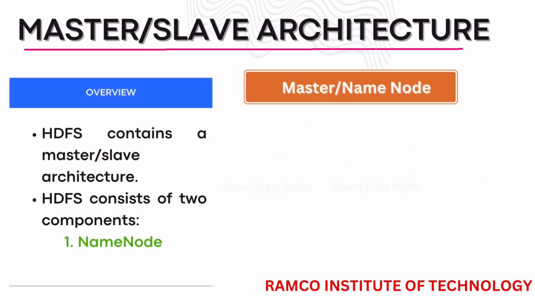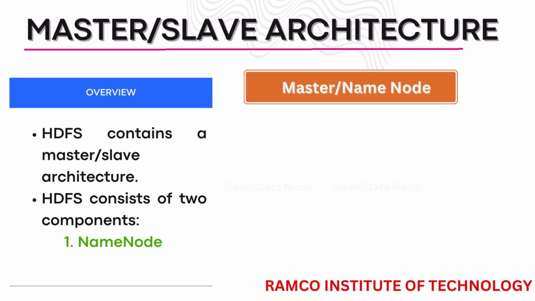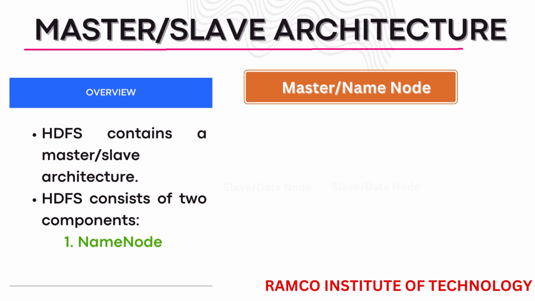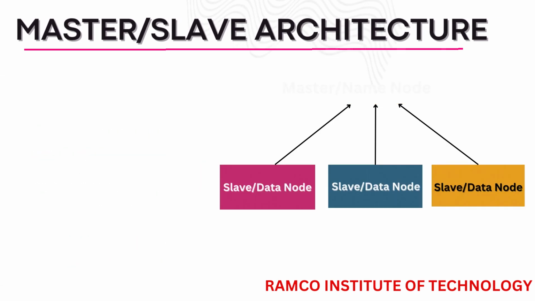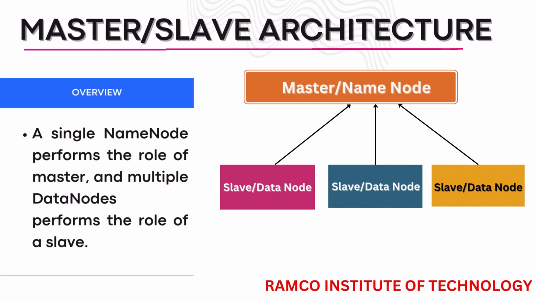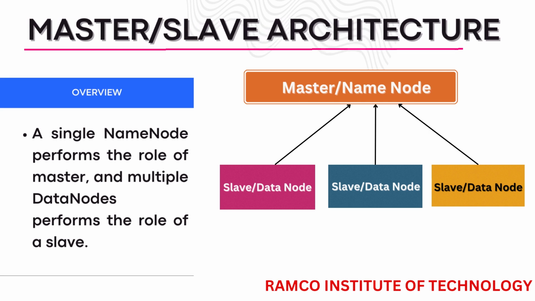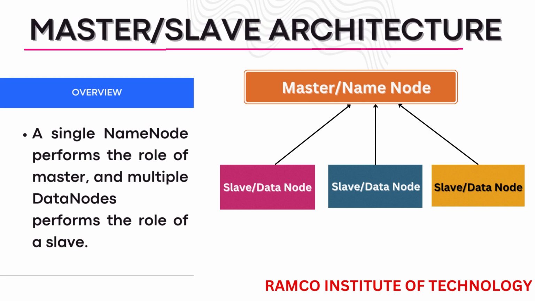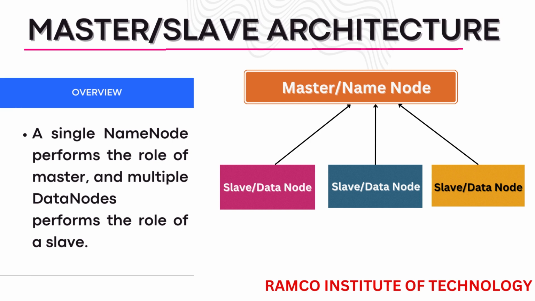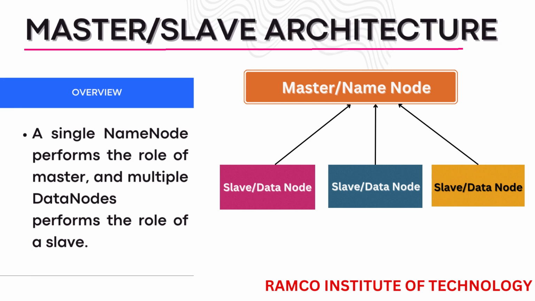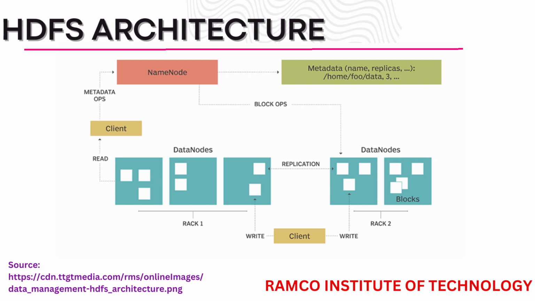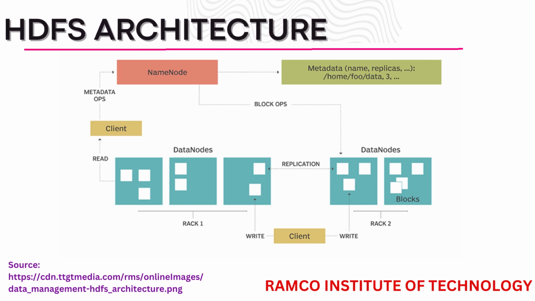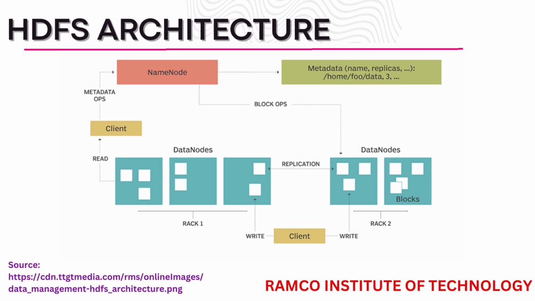HDFS follows the master-slave architecture, which means it consists of two components: name node and data nodes. It has a single name node and multiple data nodes. The single name node performs the role of a master and the multiple data nodes perform the role of slaves. So this is the architecture of HDFS. We have a name node, we have data nodes, and inside the data nodes we have blocks where the data gets stored.